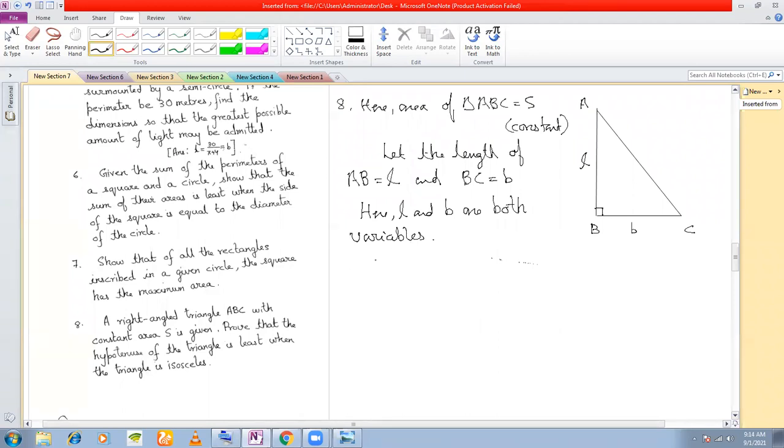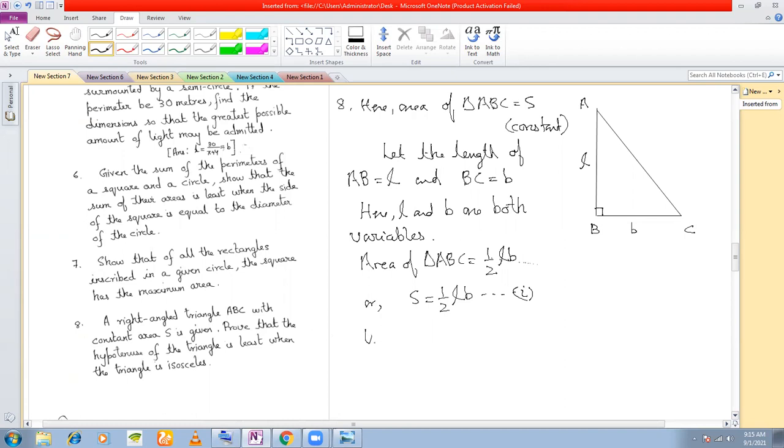Okay. So what is the area given? What is the area of the triangle ABC? Half base into height. So half LB. That means S is equal to half LB. We call this 1. Why do we call this 1? Because with the help of this relation, later when we are going to maximize or minimize the length of the hypotenuse, we are going to use 1 to reduce that expression to a single variable. Here, see, there are two variables, L and B, right? So now we need to optimize the length of the hypotenuse.